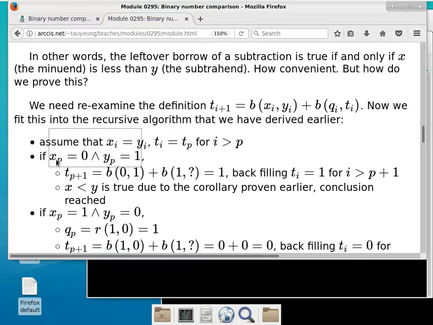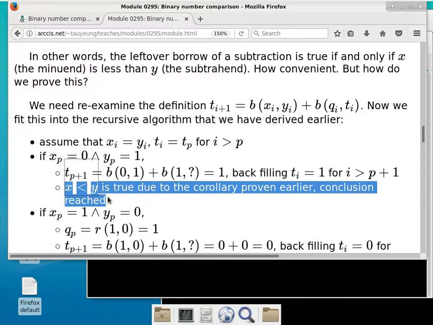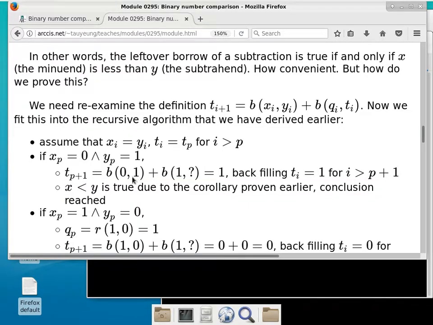So we have the same condition again, which is saying that the minuend has a bit of zero, and then the subtrahend has a bit of one. So we are talking about 0 minus 1 in this case. Well, 0 is less than 1, so that's good. So we have the same conclusion as last time. X is less than Y is true, and conclusion is reached. But on top of that, I want to explain why that is the case and what that is going to do to TP plus 1.